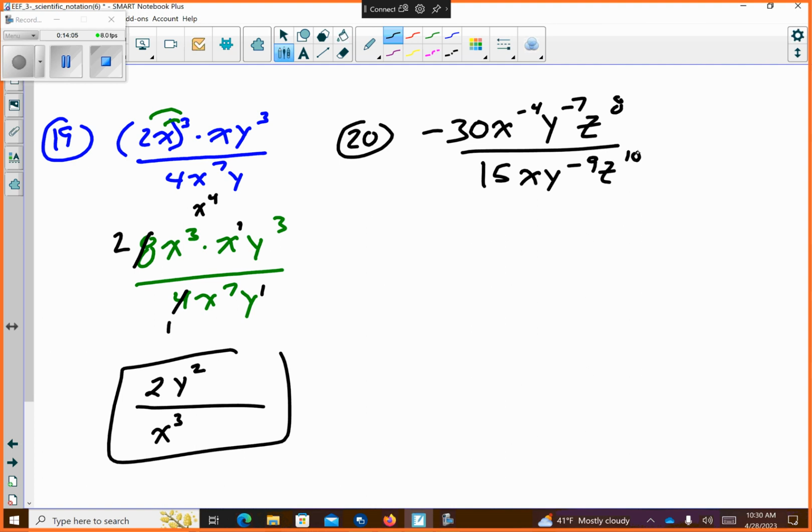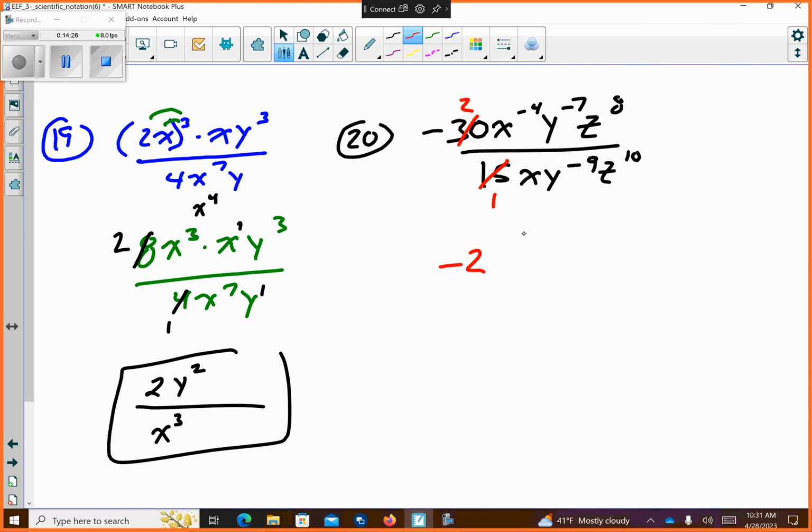You ready? The negative 30 doesn't mean the 30 moves down. Do you agree? Negative 30 is not a negative exponent. It's just a negative number. Okay, so 15 goes into itself once, goes into 30 twice. So on that, right now I have a negative 2. Okay?